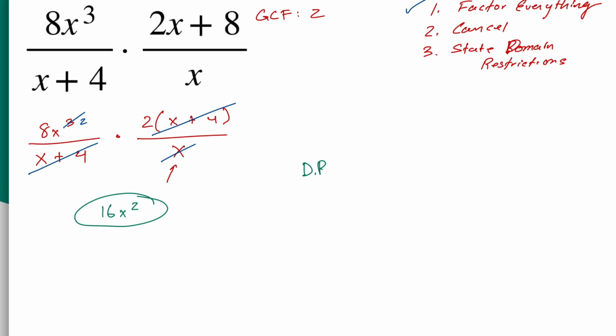So, our domain restrictions, we have x cannot equal negative 4. And then we also had an x on the bottom on the other side, so x could not have been 0. And these would be our two domain restrictions, okay? And this would be our simplified answer after multiplying.